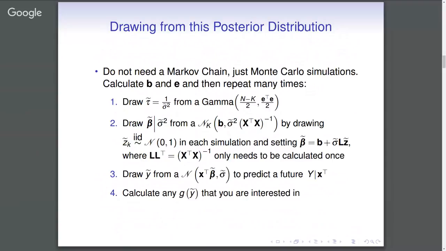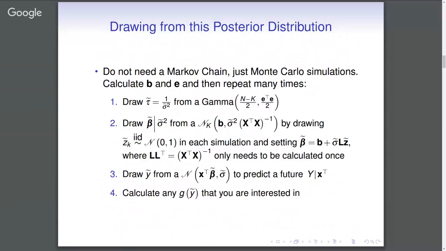In the end, you're going to get draws from the posterior distribution of tau, sigma, beta, and y tilde, and whatever g of y tilde you might be interested in. So in this case, we can actually get independent draws from the posterior distribution by following these 4 steps. But in almost no other case are we going to be able to do that.